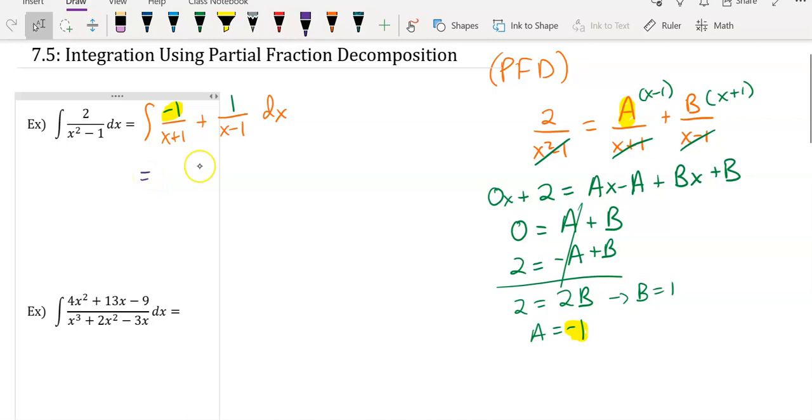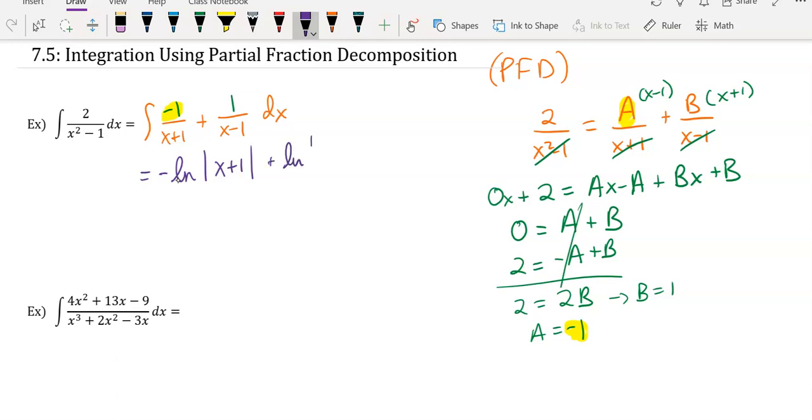If you want to write them as this is u and then du would be 1 dx, and then this would be u, and then same du, and put things in terms of u, you can, or this is a pretty straightforward one. So we get the negative 1 times the natural log of absolute value x plus 1 plus the natural log of absolute value x minus 1 plus c.